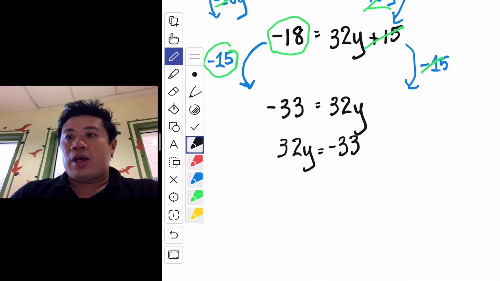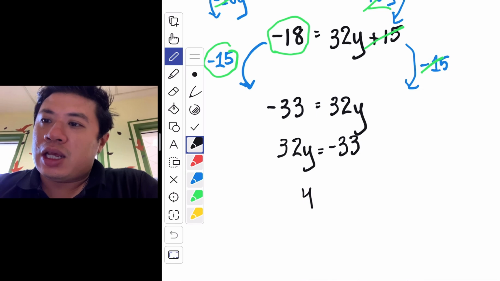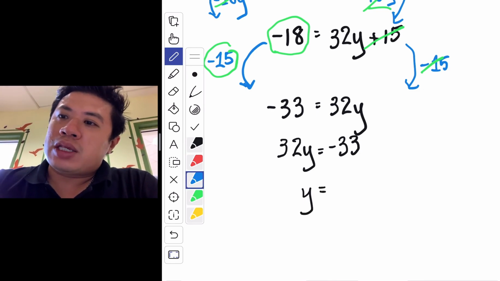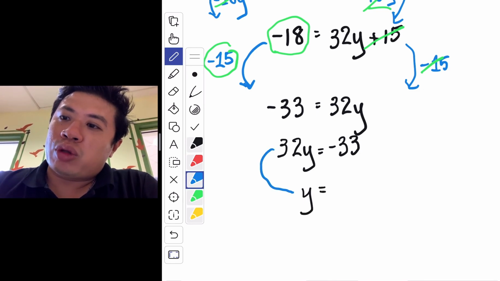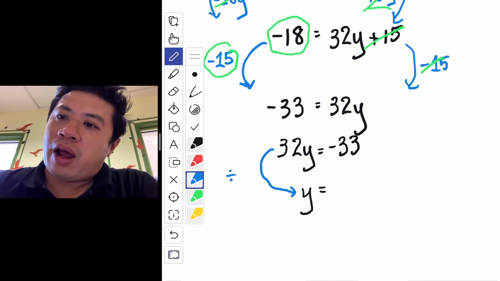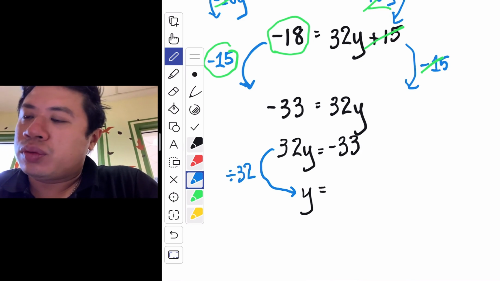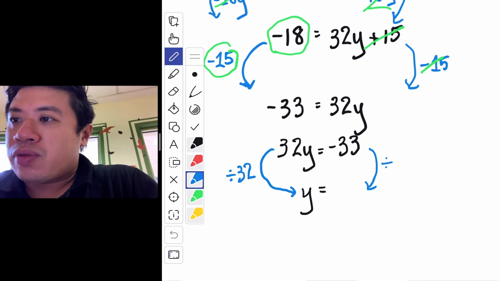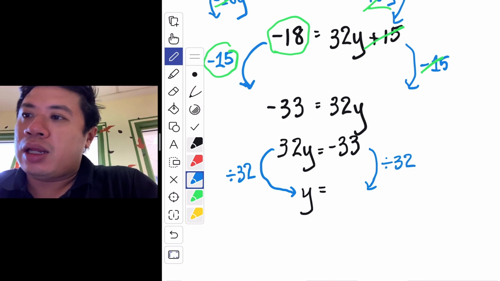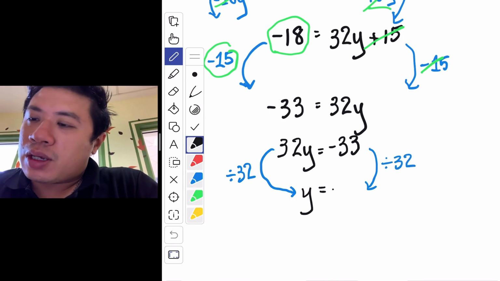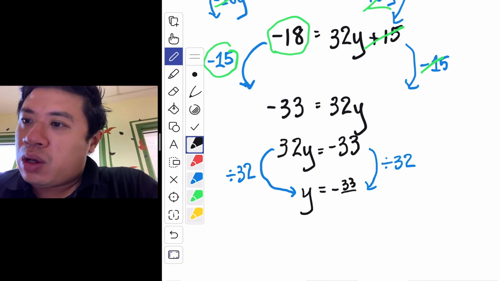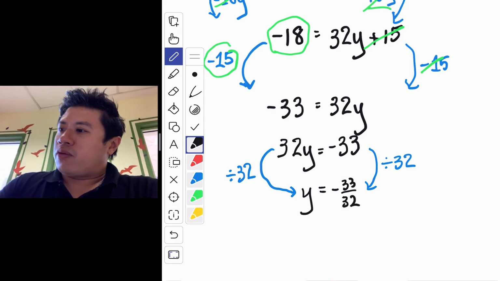Alright, so to find the value of y quite easily, the last step, you know that this is 32 multiplied to y. So you just divide both sides by 32. Divide both sides by 32. And your answer is just negative 33 over 32. With that, you are done.